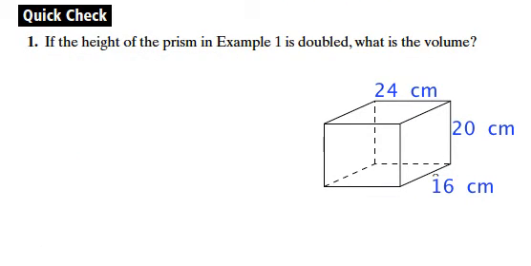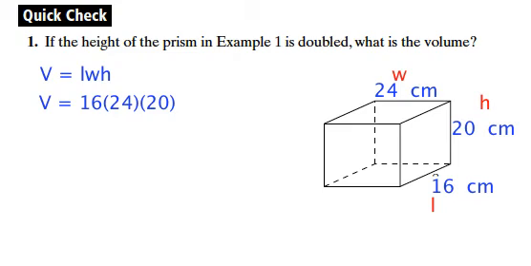Quick check number 1. If the height of the prism in example 1 is doubled, what is the volume? We use the volume formula of length times width times height. We have to label our rectangular prism. The length is 16, the width is 24, and the height is 20. So we have volume equals 16 times 24 times 20. When you do that on your calculator, the volume equals 7,680 centimeters cubed.